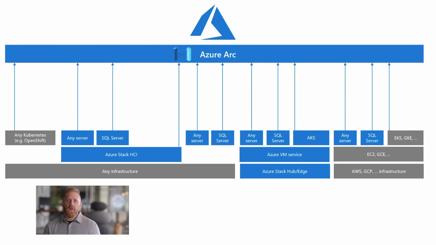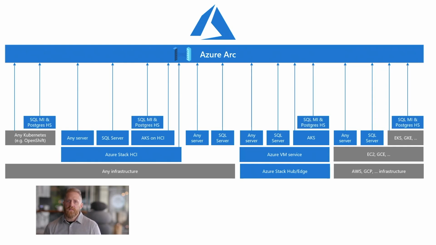Then you can take your Kubernetes clusters, whether it's an OpenShift cluster on premises or AKS running on Azure Stack Hub or a managed Kubernetes service like EKS or GKE, and install some Kubernetes agents into those Kubernetes clusters to help you manage them from Azure. And that also works for AKS running on HCI as well.